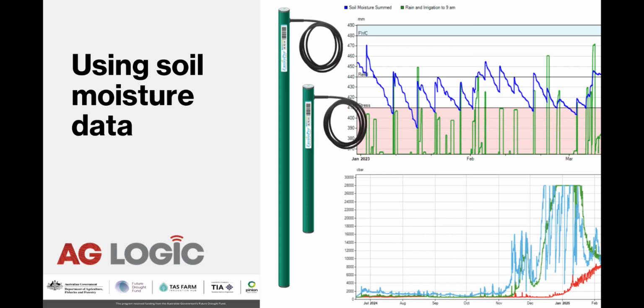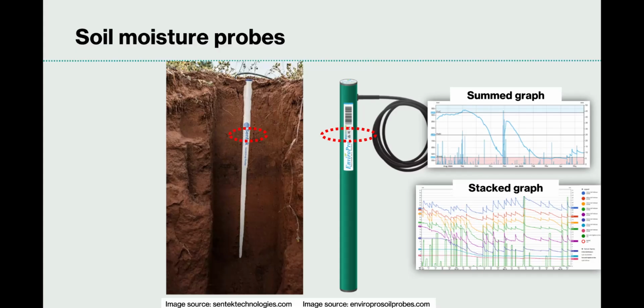In this video, we'll be going over how to use soil moisture data. One of the most common ways for measuring soil moisture is with capacitance probes. These are buried vertically with sensors along their length to measure the soil moisture of the surrounding 3 to 10 centimetres at different depths. The data is usually displayed in two types of graphs, a stacked and a summed, either as millimetres of moisture or as a moisture percentage.